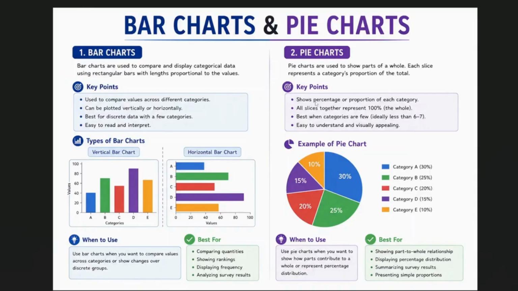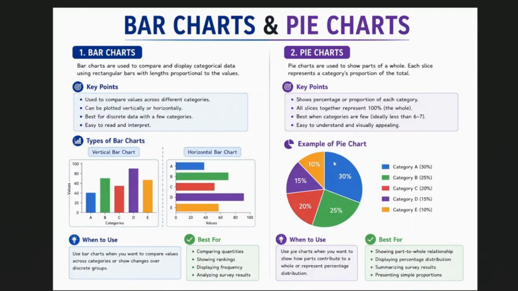So, what are the key points of pie charts? It shows the percentage or proportion of each category. All slices together represent 100%, the whole. Okay, best when categories are few, ideally less than 6 or 7. It will not look good when you have multiple categories, like 20 to 25 categories. It will be good only when you have fewer categories. If you have 20 to 25 categories, it will look very crowded. Easy to understand and visually appealing.